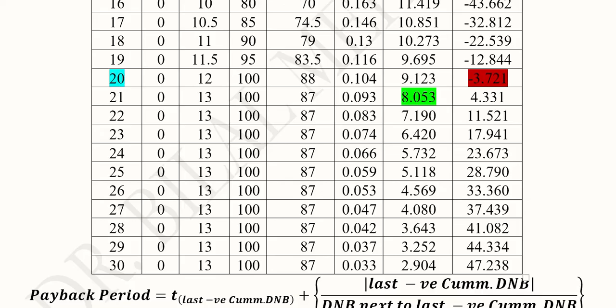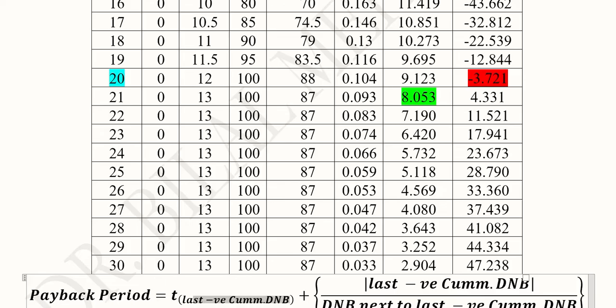So as per the formula, we are going to choose some values. This one is one of them, which is actually the last negative cumulative discounted net benefit, because afterwards you will see that all the values are positive. And we will also borrow this value adjacent to it, the time period, the last time period in which the cumulative discounted net benefit was negative.